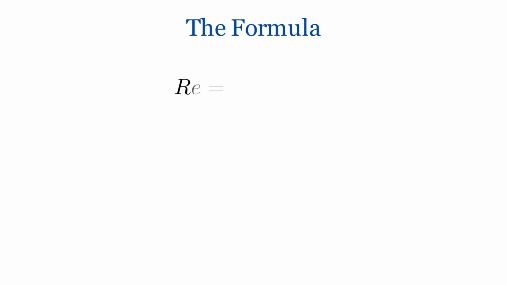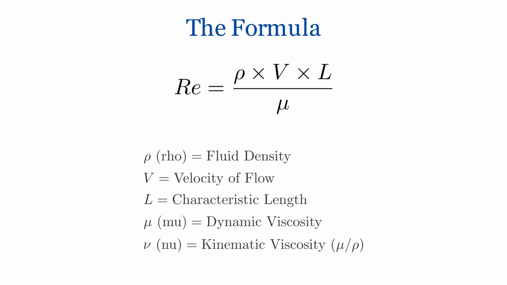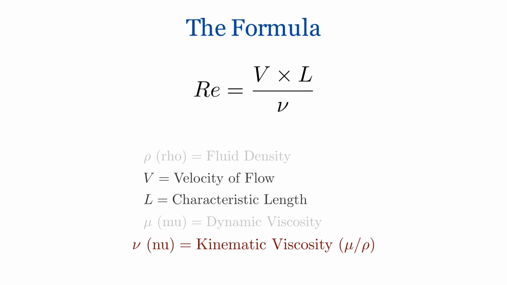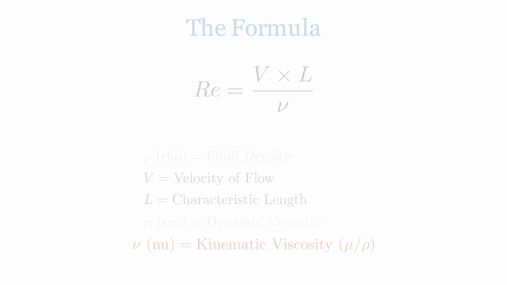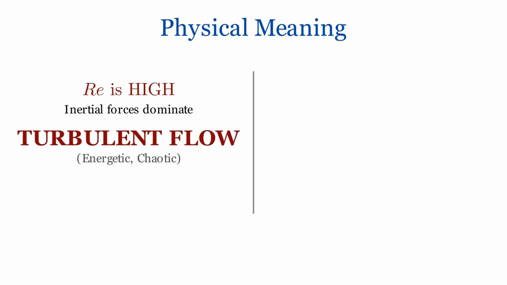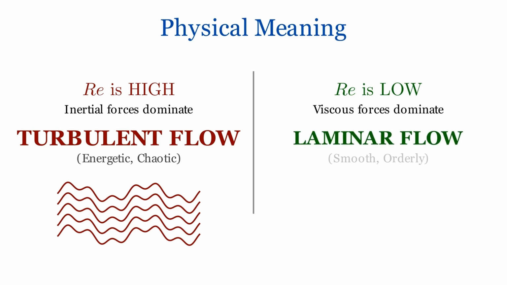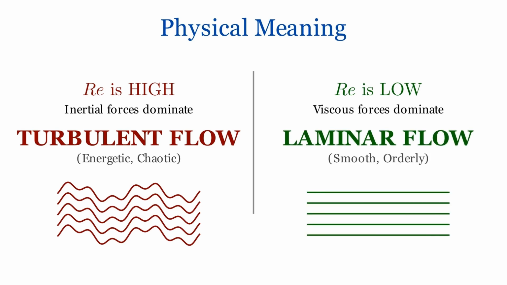The formula: Re equals rho times V times L divided by mu. Or equivalently, Re equals V times L divided by nu, where rho equals fluid density, V equals velocity of flow, L equals characteristic length, like pipe diameter, mu equals dynamic viscosity, nu equals kinematic viscosity, which is mu divided by rho. Physical meaning: when Re is high, inertial forces dominate, flow is energetic and chaotic, turbulent flow. When Re is low, viscous forces dominate, flow is smooth and orderly, laminar flow.